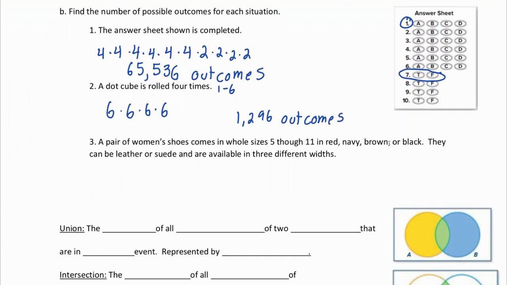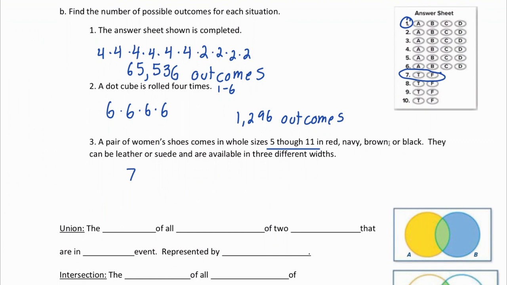Okay. I'd like you to try 3 on your own. All right, so this says a pair of women's shoes come in sizes 5 through 11 in red, navy, brown, or black, and they can be leather or suede and are available in 3 different widths. So the first stage is size, 5 through 11. It says whole sizes, so we're not doing 5.5, 6.5. 5, 6, 7, 8, 9, 10, 11. That is 7 different sizes.